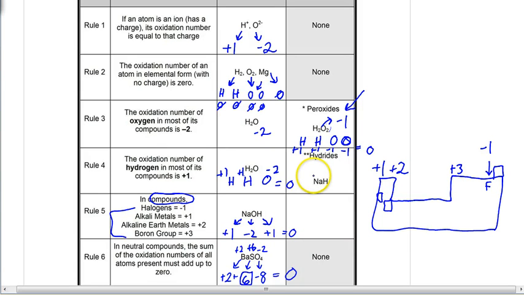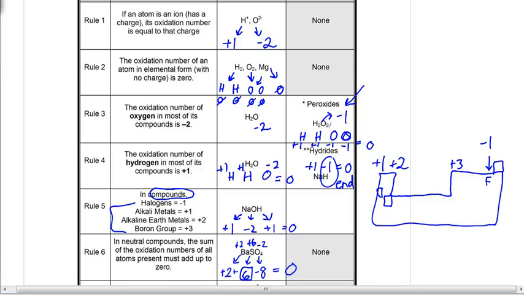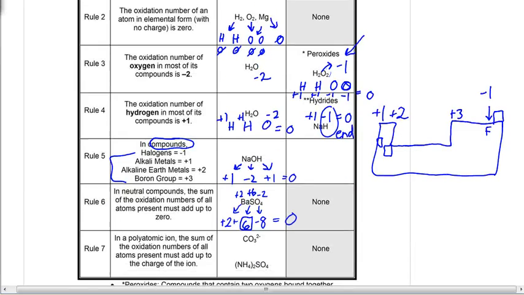Hydrides are another exception. We said hydrogen is generally +1, but Rule 5 is more important. Sodium will always be +1 in a compound. So in order for those oxidation numbers to add up to 0, hydrogen has to be -1. So the exception is that in a hydride, where hydrogen is at the end of the compound, it has a -1 oxidation number. And these numbers kind of tell us whether the atom has more electrons, if it's negative, or less electrons, positive, than it used to, similar to what a charge tells us.